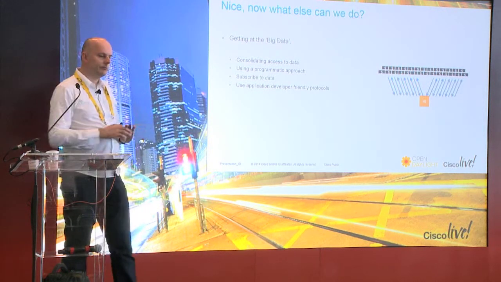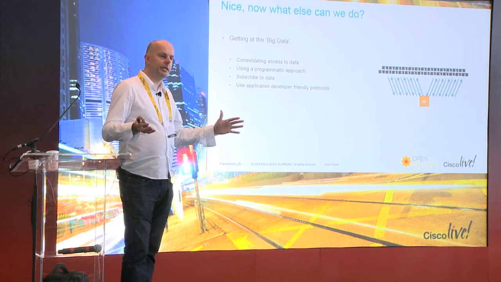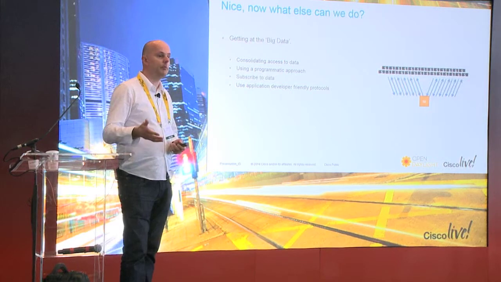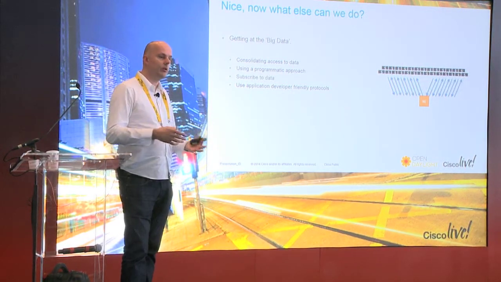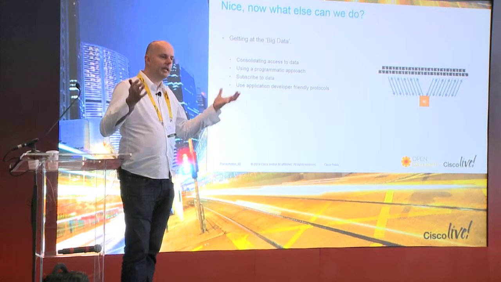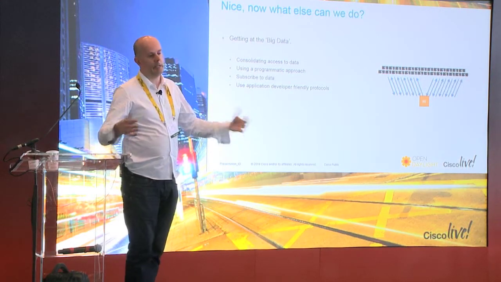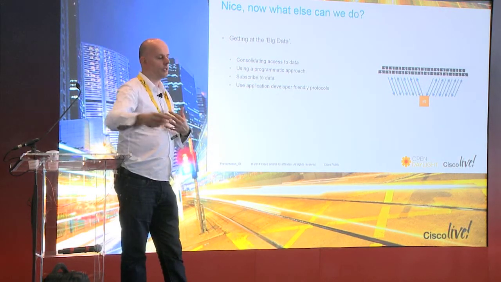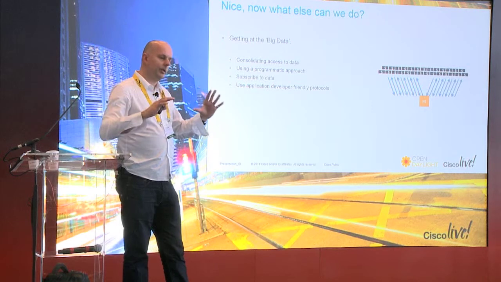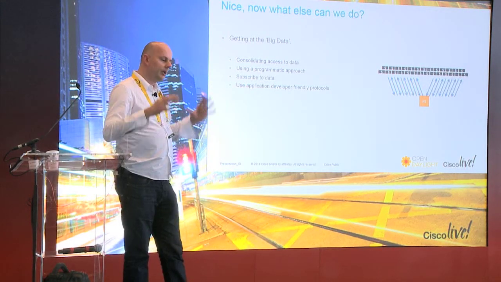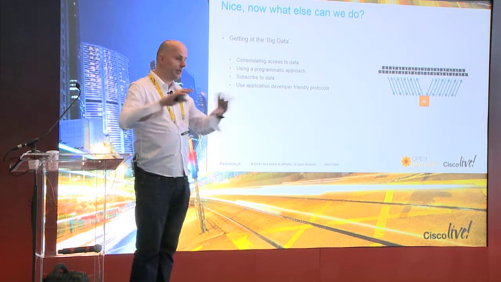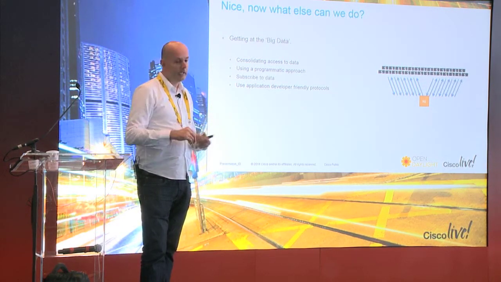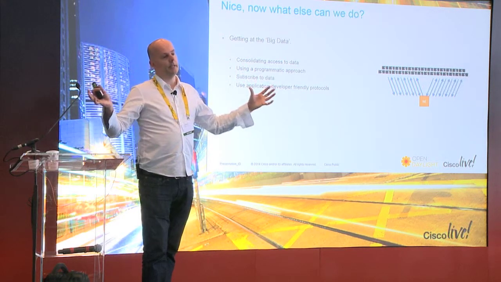So that's great. We have a framework we didn't have yesterday, but what else can we do with it? We started thinking about the network management problem of SNMP, of syslog, and how do we express data out of the network? Because today we have to go get it. Yes, we have traps, but predominantly we go poll. We screen scrape, we use syslog. We want to do a number of things. We want to get at big data. We want to consolidate access to that data so it's much more centralized. We want to use a programmatic approach to ask for that data. We want to be able to subscribe to that data.